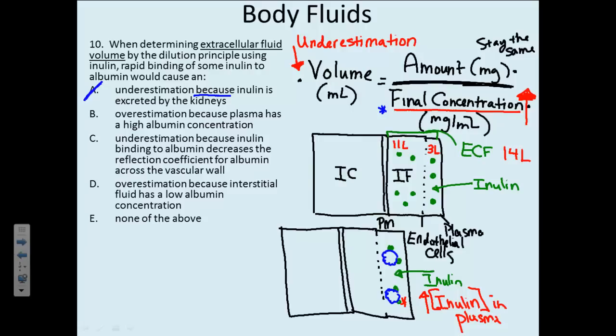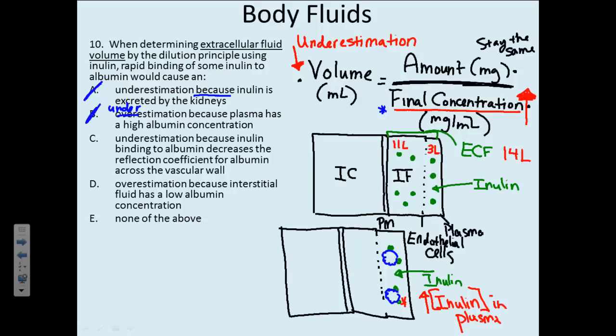Okay. Now response B we could also eliminate because we already said we're going to be expecting an underestimation. So we know that can't be true. The explanation that they give is because plasma has a high albumin concentration. And that's actually a true statement. So if we had changed this question and said it's an underestimation because plasma has a high albumin concentration, that would have actually been a true statement. So we can correct that one to be correct, if that makes sense.